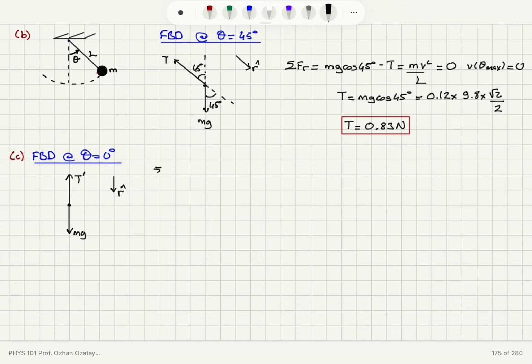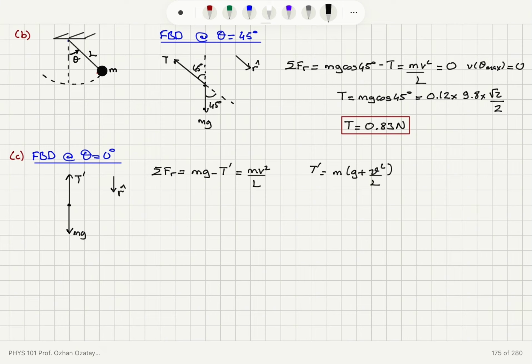The net radial force will be mg minus T prime, which is equal to mv squared over r, where r is the length of the string. So I find that the tension at this point should be equal to mg plus v squared divided by L.